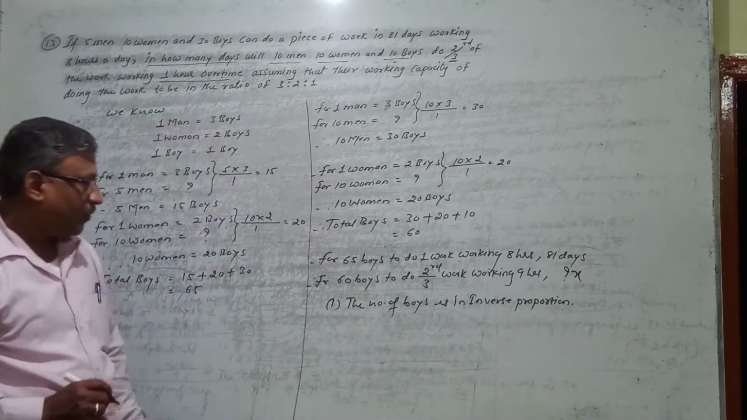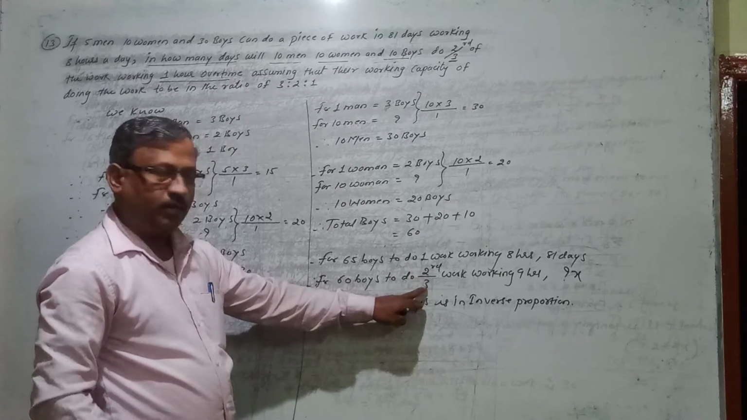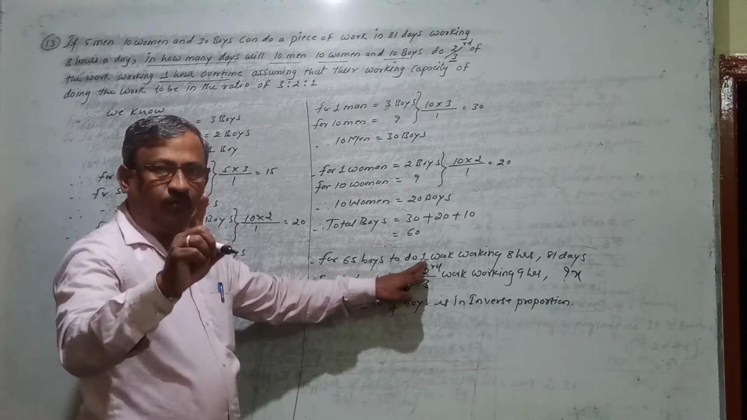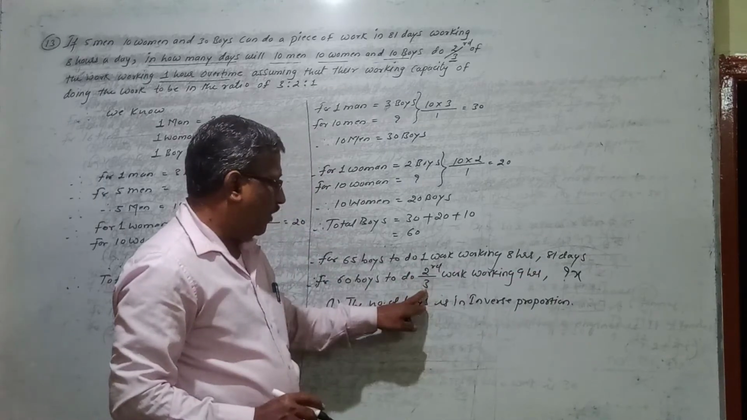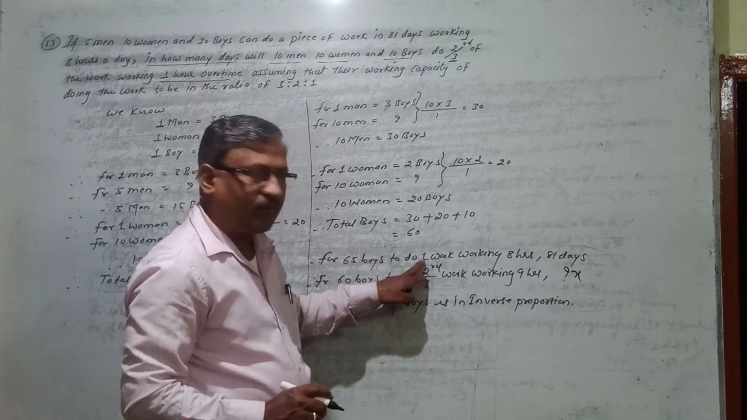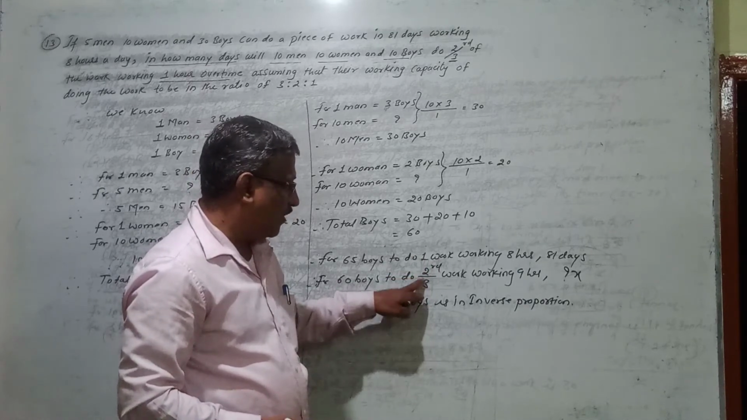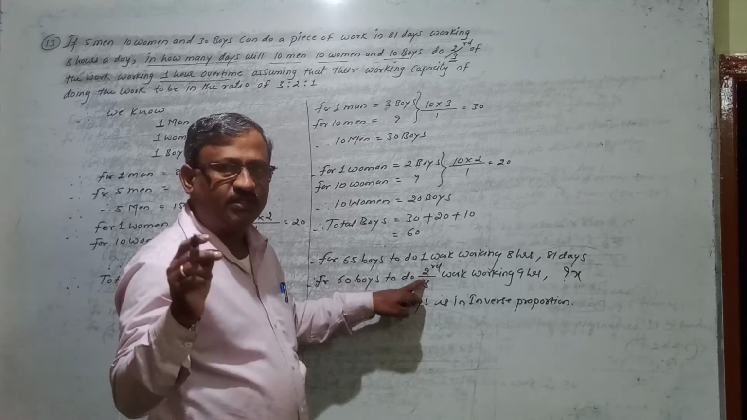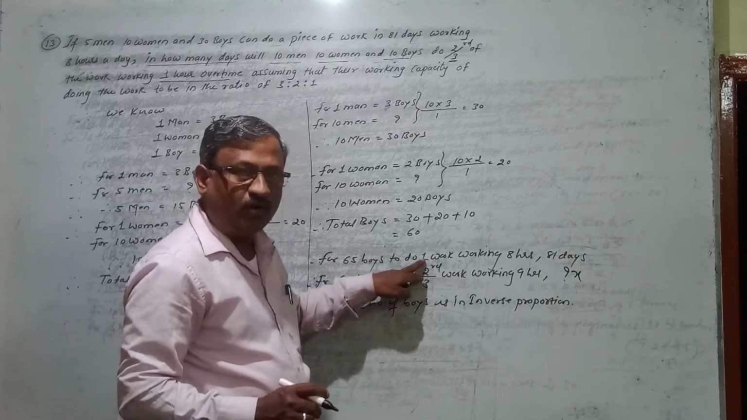Then you have to compare the work, right? To complete one full work, it takes 81 days. So to do only 2/3 of this work, 2/3 is less than one work. If you divide 2 by 3, we get 0.6666. Means 0.66 is less than 1. Means this work is less than one work.